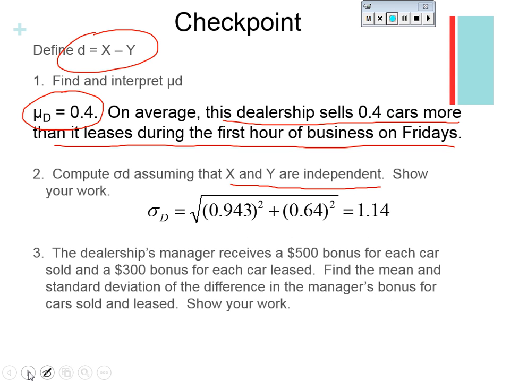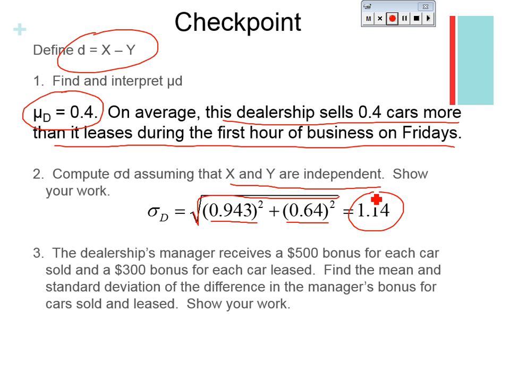So for this, the standard deviation for the amount of cars that they sell was 0.943, and the standard deviation for the cars that they leased is 0.64. So if I square those, add them together, take the square root at the end, the standard deviation for this is 1.14.